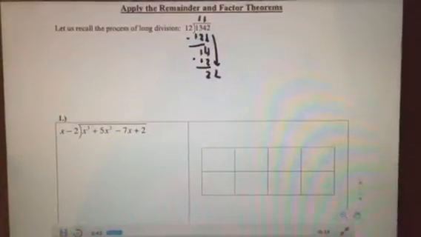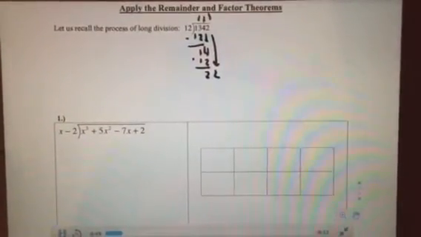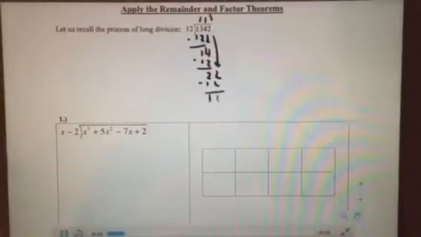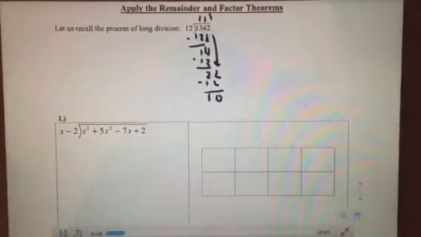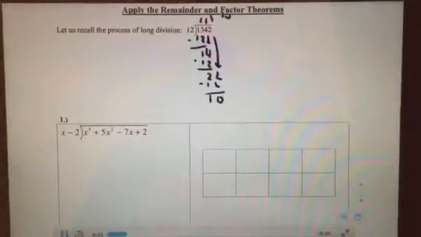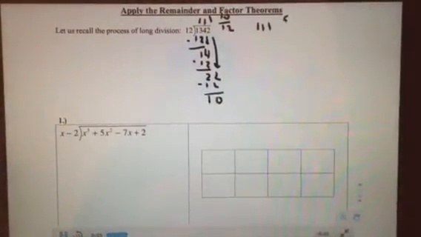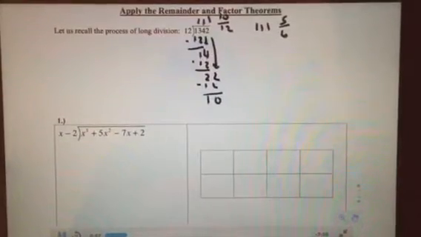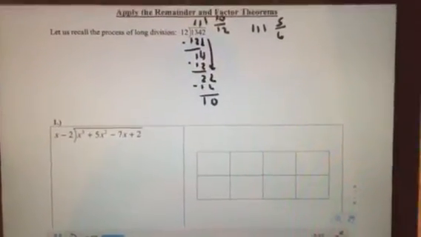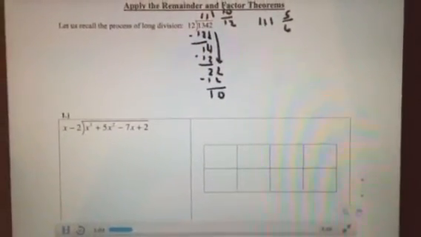So how many times does 12 go into 22? Once. 1 times 12 is 12. Subtract, we get 10. 12 does not evenly divide into 10. So that's our remainder, 10 over 12, but we can reduce it. So our final answer is 111 and 5/6. Hopefully that process came back to you and you did well, because now we're going to go with polynomials.